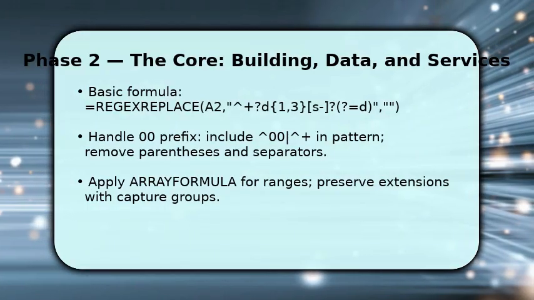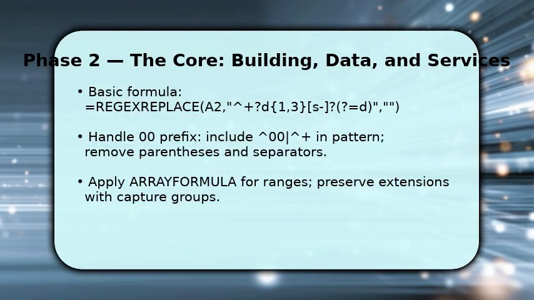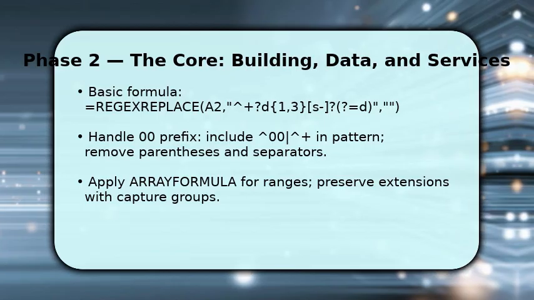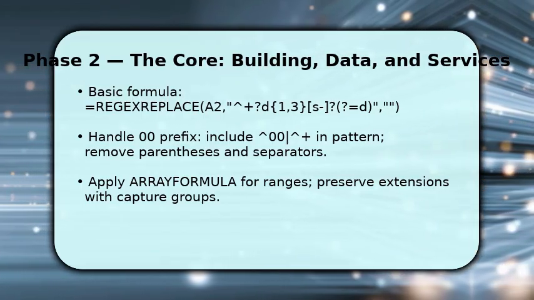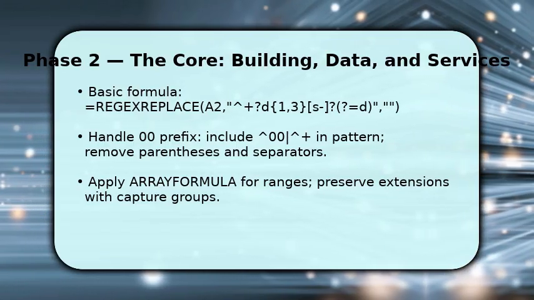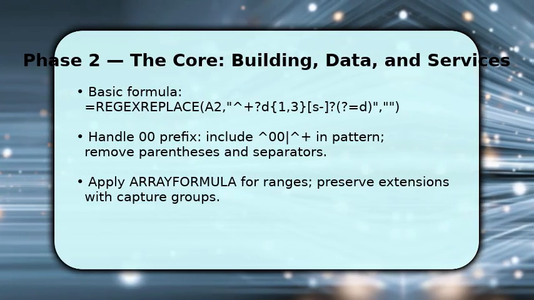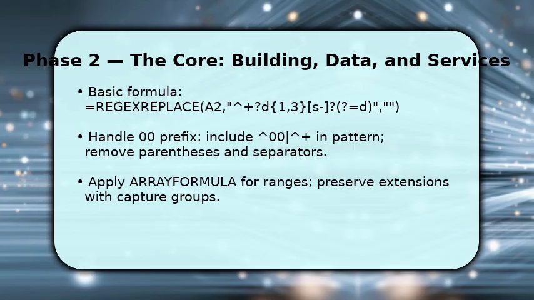Now you'll apply a flexible regex replace that handles plus signs, 00 prefixes, and 1 to 3-digit country codes. For example, use a pattern that strips \+ or 00 and up to 3 digits while allowing a following space or dash. This preserves the remaining national digits. Once done, extend the formula with ARRAYFORMULA to process the full column.